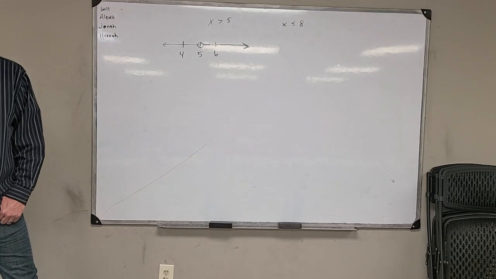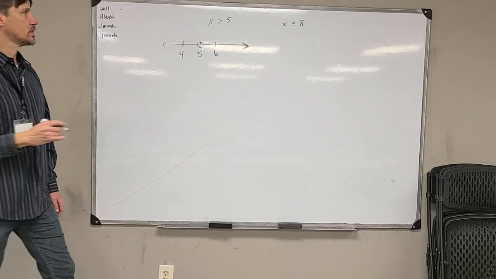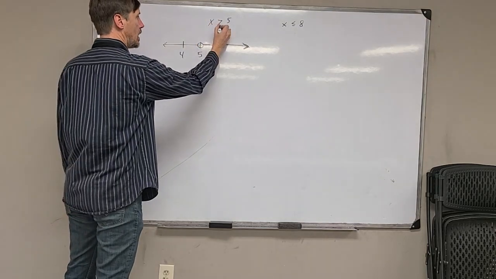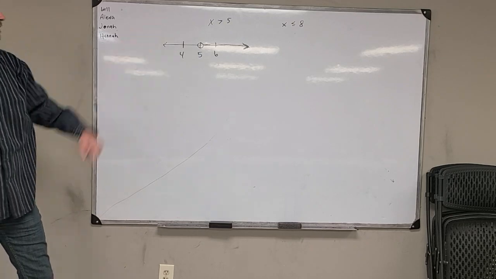Why is it an open circle and not a closed one? Yep. Because it's not equal to. Yeah, it's not greater than or equal to, right? There's no line under here. You only put the closed circle when there's a line, like there is on this one right here.